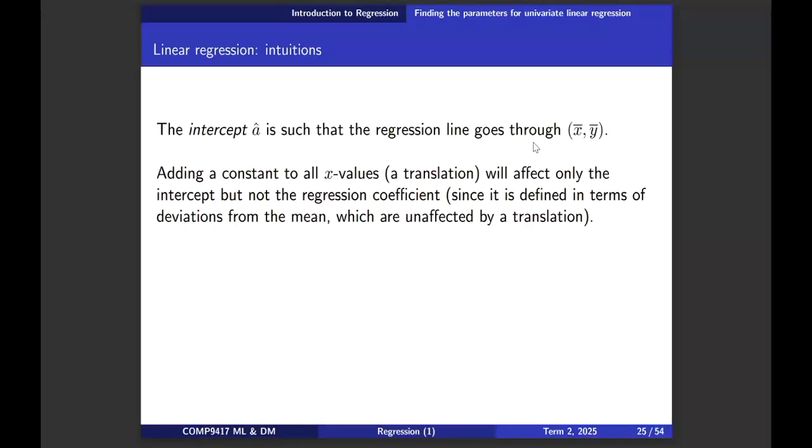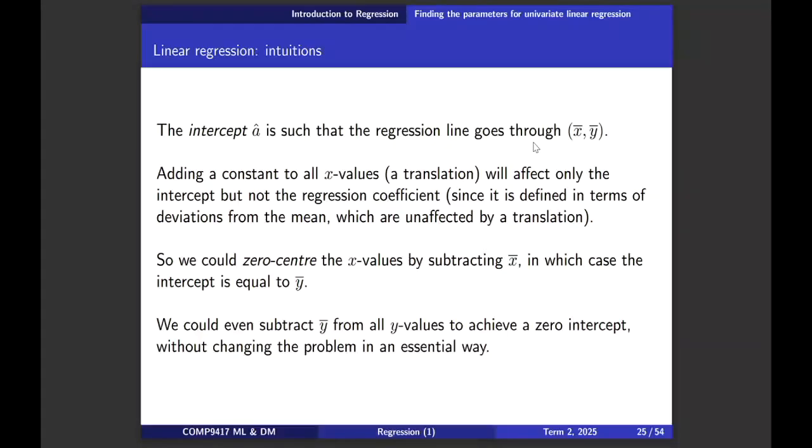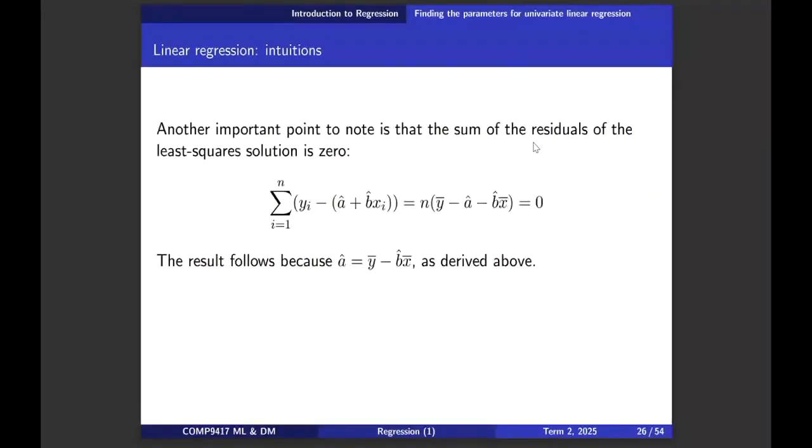If you're not sure about that, you can check that with the equations. So we can think about subtracting the mean from these values, and then we could also subtract the mean from all the y values and get a zero intercept. So it actually would go through the origin. Now, another point, and I guess this is the last point I'll make before we take that break.